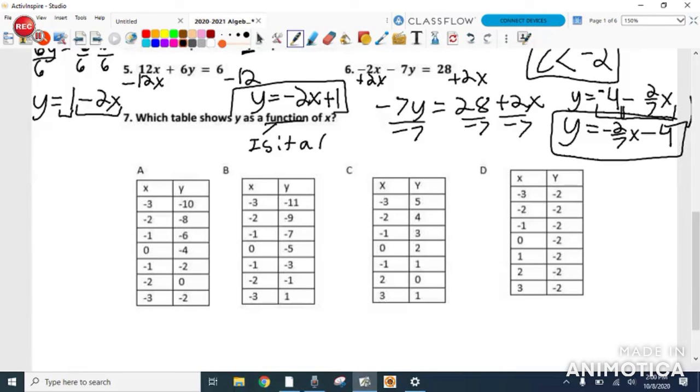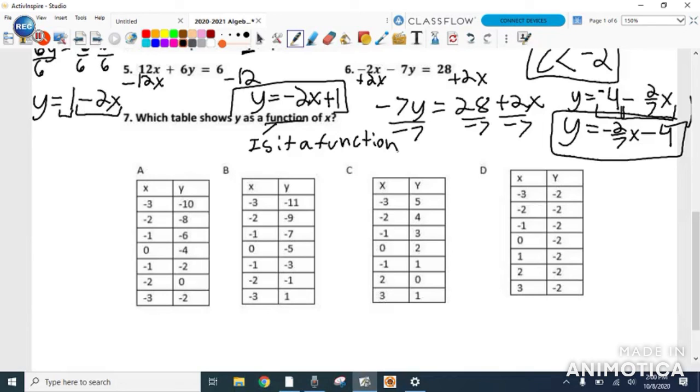There's an easy way to tell if it's a function. If you see a table or a map or a graph or anything, what you're looking for is for your x values to repeat. So let's go through right here. Let's go through all my x values.